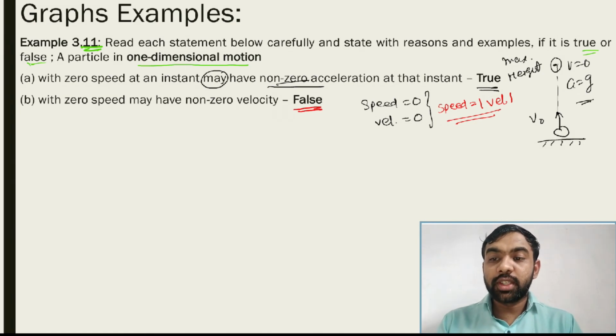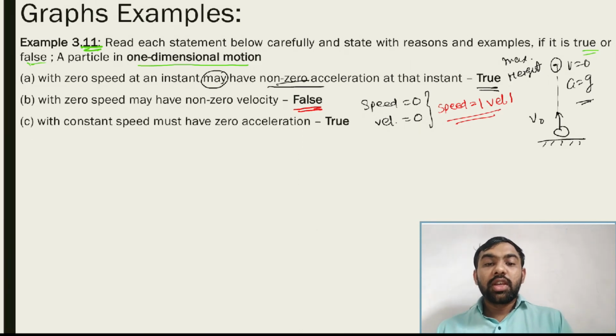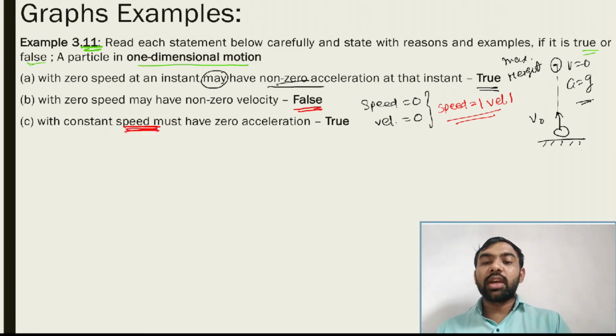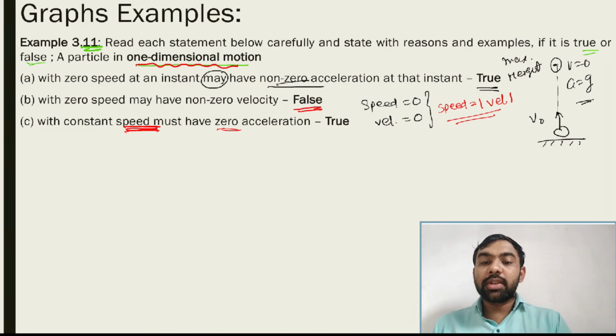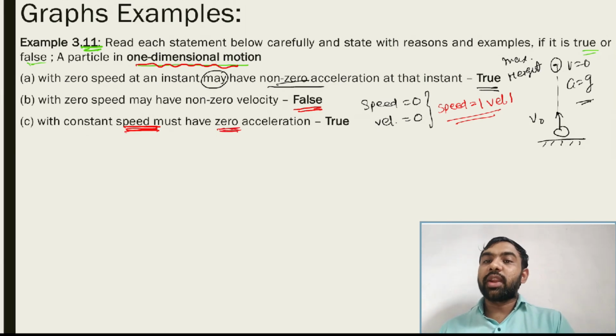Okay, let's come to this next one. See, with constant speed must have zero acceleration. If speed is constant, it must have zero acceleration. Speed constant है तो फिर acceleration क्या होगा, zero for one dimension. If you think about two dimensions, then this sentence may be wrong. But right now we think about only one direction. So in one direction अगर speed constant है तो फिर velocity भी constant है. Velocity constant है मतलब acceleration zero.